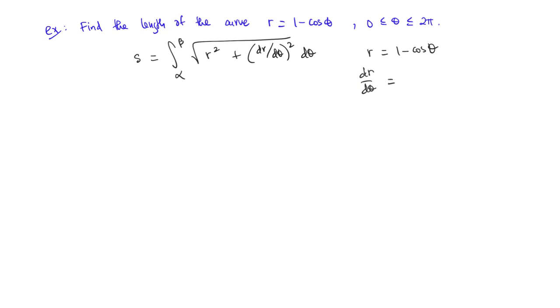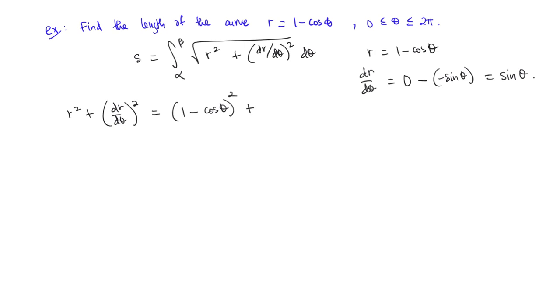The derivative of 1 is 0 and the derivative of cosine is minus sine. Thus, dr/d theta is simply sine of theta. The argument of the square root, r squared plus (dr/d theta) squared, is now (1 minus cosine of theta) squared, this is r squared, plus sine of theta squared.